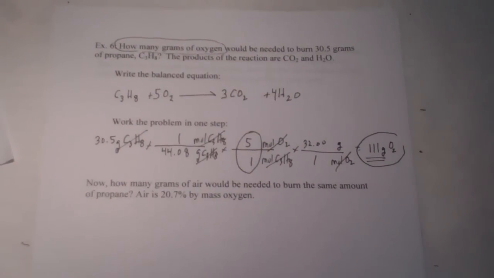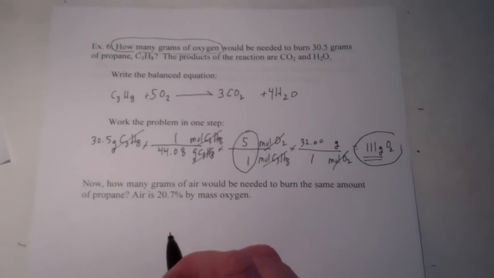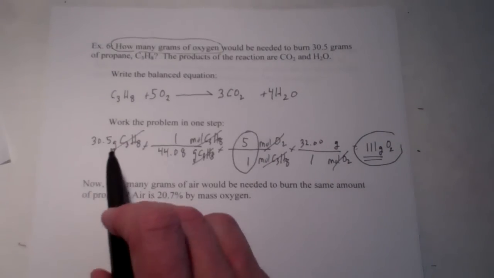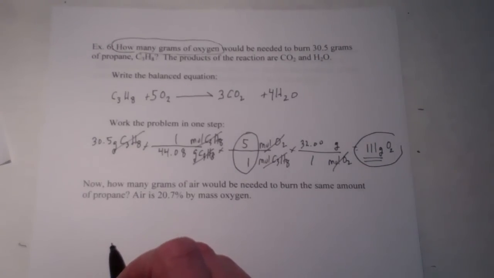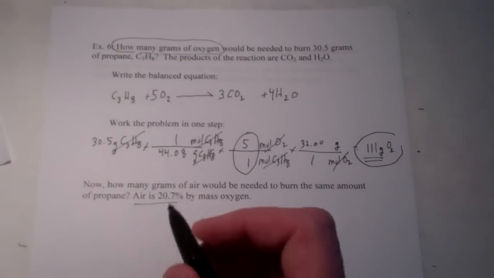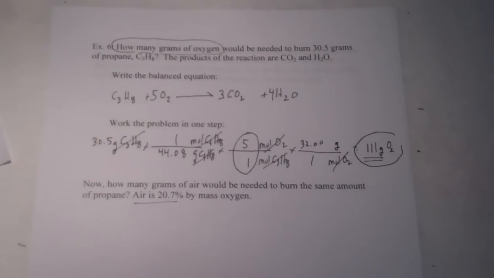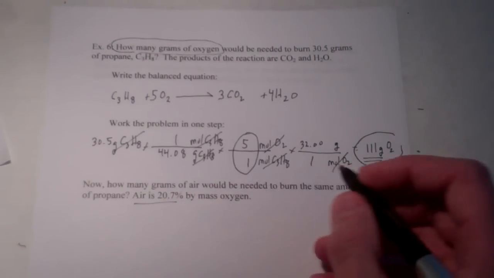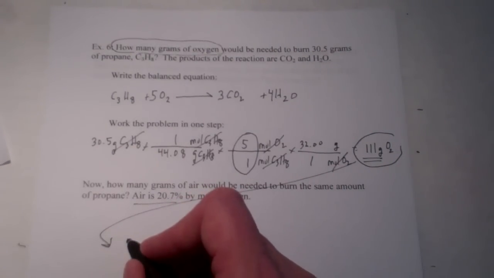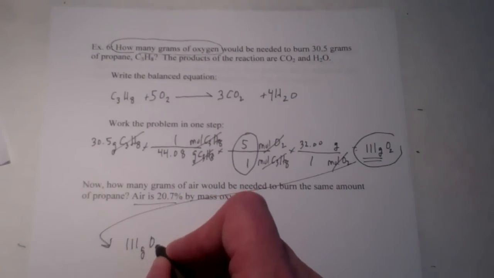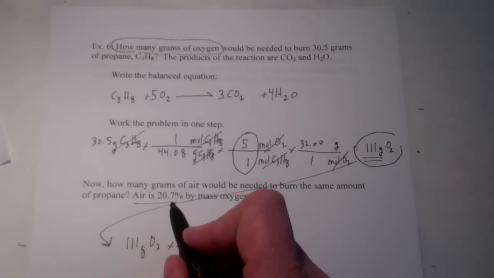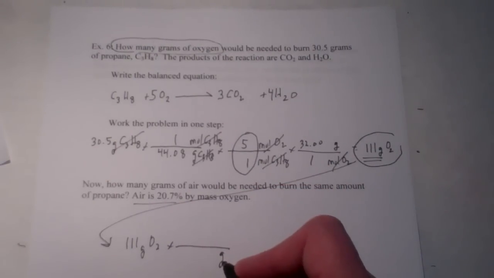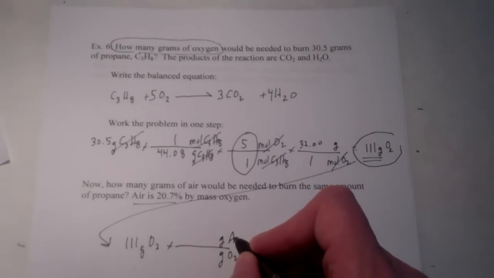Okay? Now, I've added a little bit to this problem just to show you that we can actually do more than grams to moles, moles to moles, and moles to grams. The second part of this question says, how many grams of air would be needed to burn the same amount of propane? Air is 20.7% by mass oxygen. Well, let's take our answer from the previous problem, 111 grams of oxygen. And I'm going to make up a conversion factor here that expresses the percentage of oxygen in air. I'm going to go from grams of oxygen to grams of air.